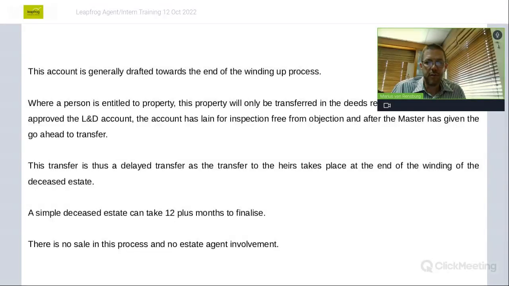We can only transfer this property, guys, and I think this is an important point to understand, to the heir once the liquidation distribution account has been approved. So in other words, if it's going to take us 18 months or 2 years to wind up the estate after the person has died, I can only transfer the property to that person right at the end of that process. And to the extent that the heir wants to keep the property, great, then that's no problem. There's no sale, there's no estate agent involved, that's fine. But to the extent that the heirs or the executor want to sell the property, or the executor has to sell the property to get some liquidity into the estate.